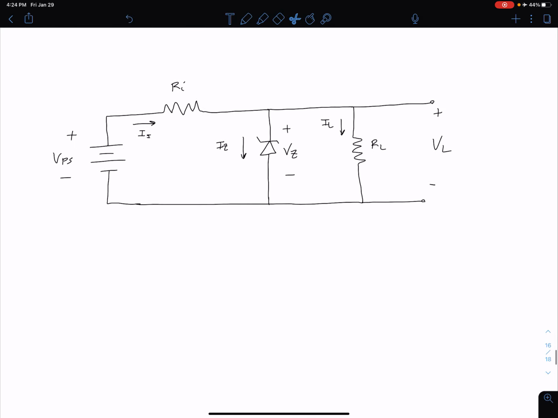Our basic idea here is we want that load voltage, V_L, to stay constant. We want it to stay constant even though there might be other things changing in the circuit. We might have R_L changing, and we might have V_PS changing. Again, the key thing is we want V_L to stay constant even if we have R_L and V_PS varying. Now, why would our R_L and V_PS be varying?